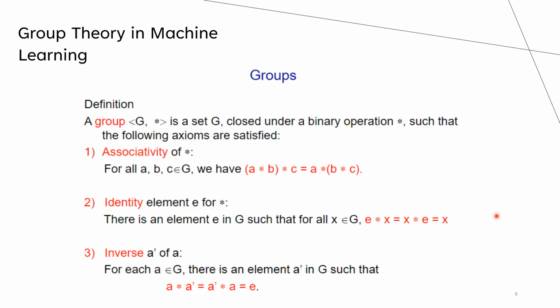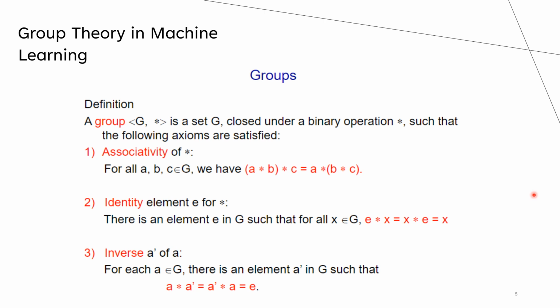Group theory, a key component of representation theory, deals with the algebraic structures known as groups. Groups are sets equipped with an operation that combines any two elements to form a third element while satisfying four conditions. We have closure: a group G, with multiplication, is a set G closed under a binary operation for multiplication such that the following axioms are satisfied.